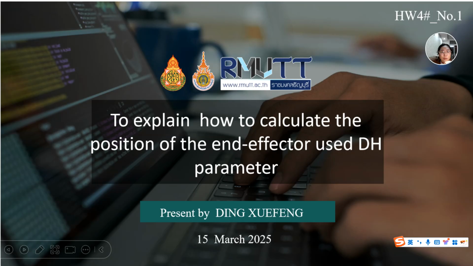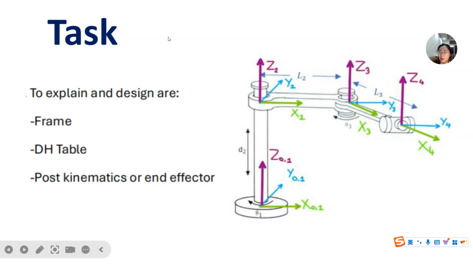The task is to explain how to calculate the position of the end effector using the DH parameters. The tasks of this operation are to explain and design the frames, the DH table, and the pose matrix of the end effector. Like this, this is the 3D model.